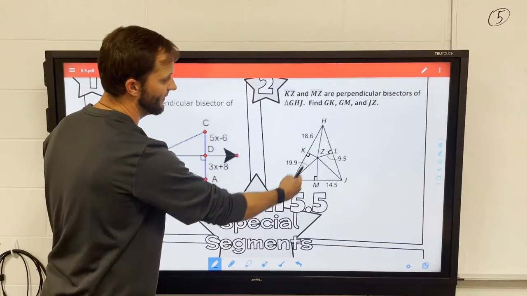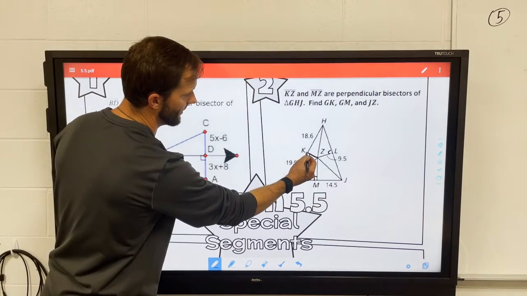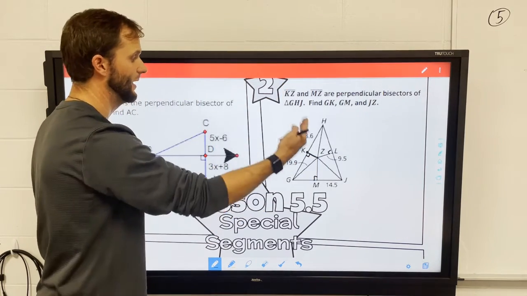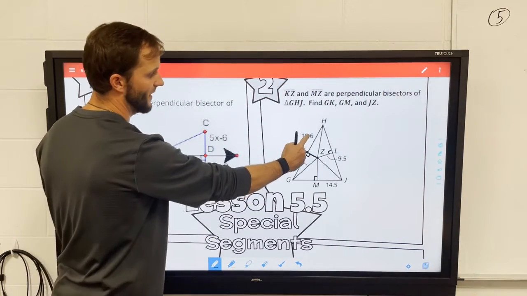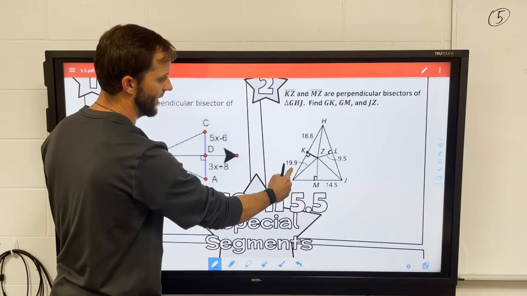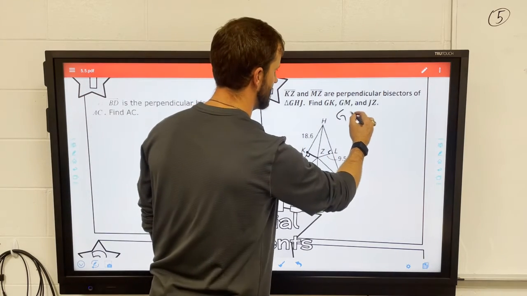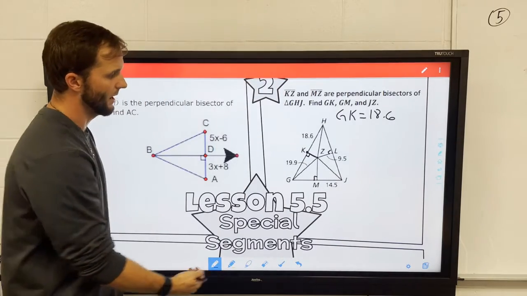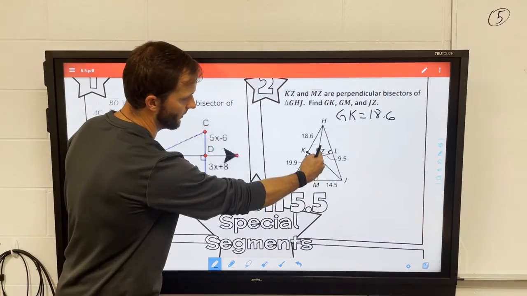So from G to K, I know that this is my perpendicular bisector right here, which means it's bisecting that whole side, meaning cut it in half. So if half the line is 18.6, that means the other half is going to be 18.6. So GK equals 18.6, okay?